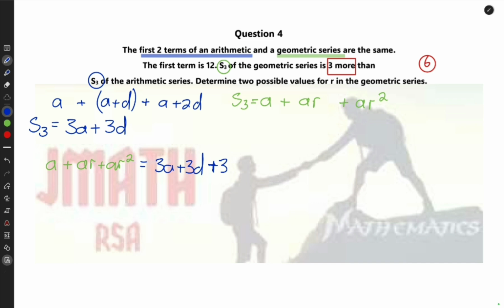But I really can't do anything. There's like terms for a, but then there's an r and a d and an a in the sum. Okay, there's something else that they mention. That's very important.